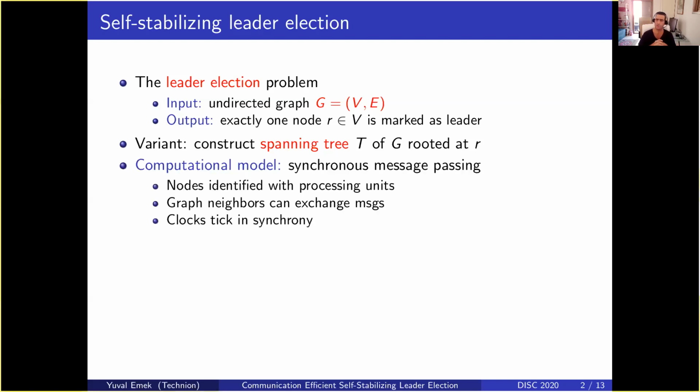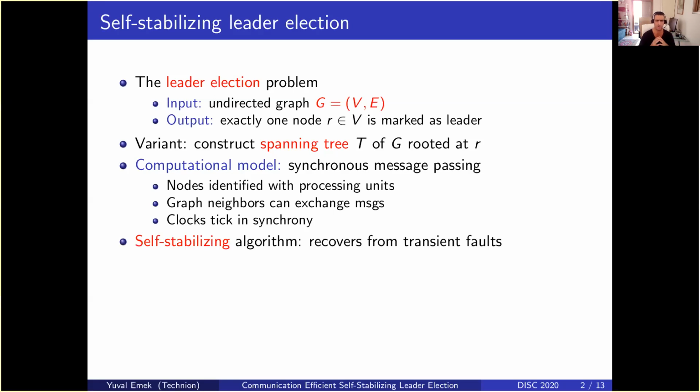The computational model we consider is a synchronous message passing, where each node is identified with a processing unit, and it can communicate with its graph neighbors via exchanging messages. We also assume that the execution progresses in synchronous rounds.